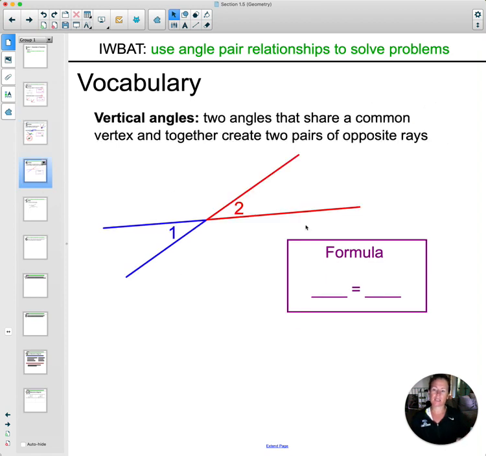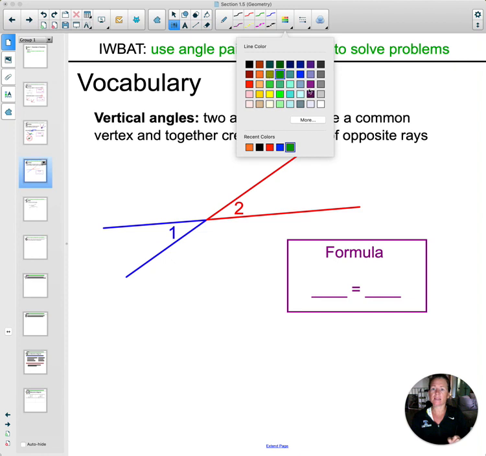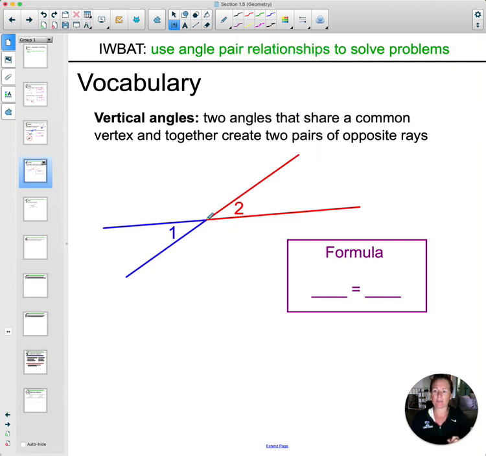The final angle pair that we're going to talk about today are vertical angles. So vertical angles are 2 angles. You see this red angle and the blue angle. They share a vertex, so they're connected by the vertex, and together they create opposite rays. So you see this angle this way and this way create a straight line. So those are opposite rays. Then you also see this one with this one is opposite rays as well because they are creating straight lines. So those two angles, 1 and 2, are called vertical angles.